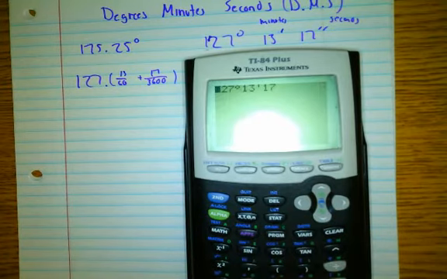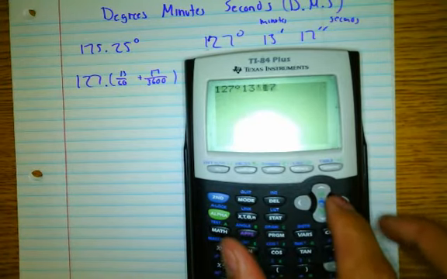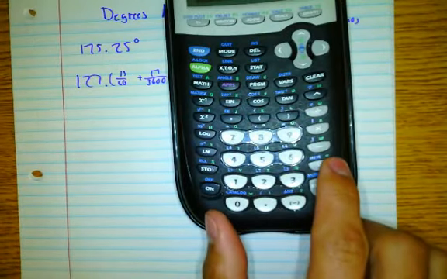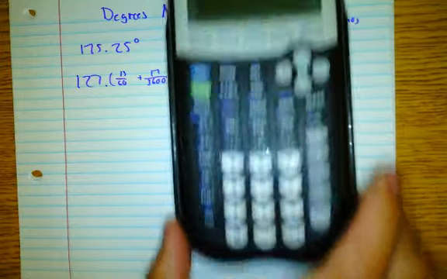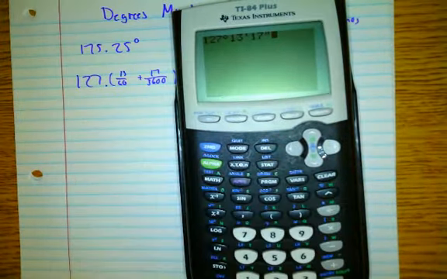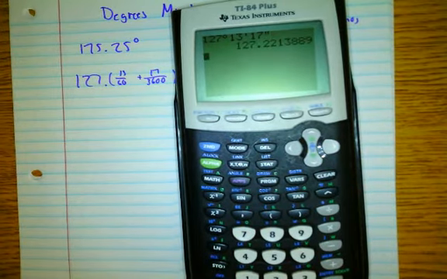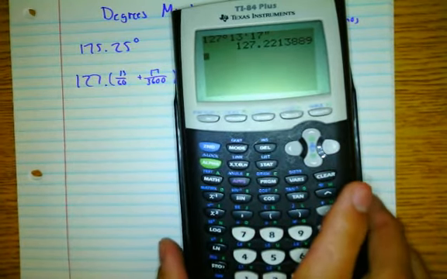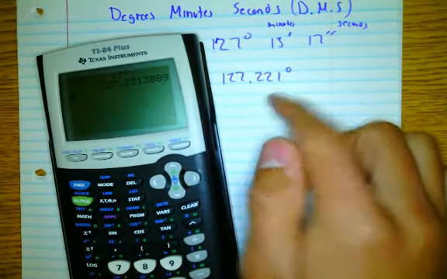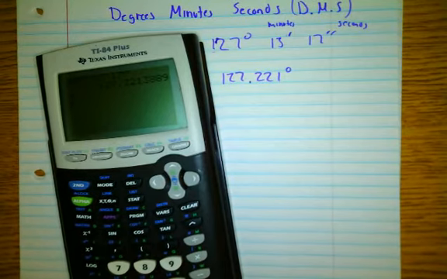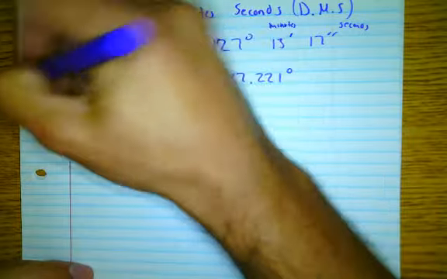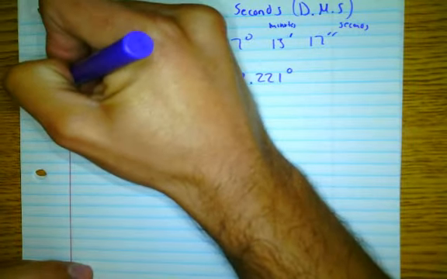There it is. 127 degrees, 13 minutes and 17 seconds. Hit enter. 127.221, which is what we found by hand. Okay? Be familiar with both, by hand and with the calculator. Now, that is if you take DMS to degrees. Okay? What if we want to go backwards? What if I want to go from degrees to DMS? And that's more like what I have here.